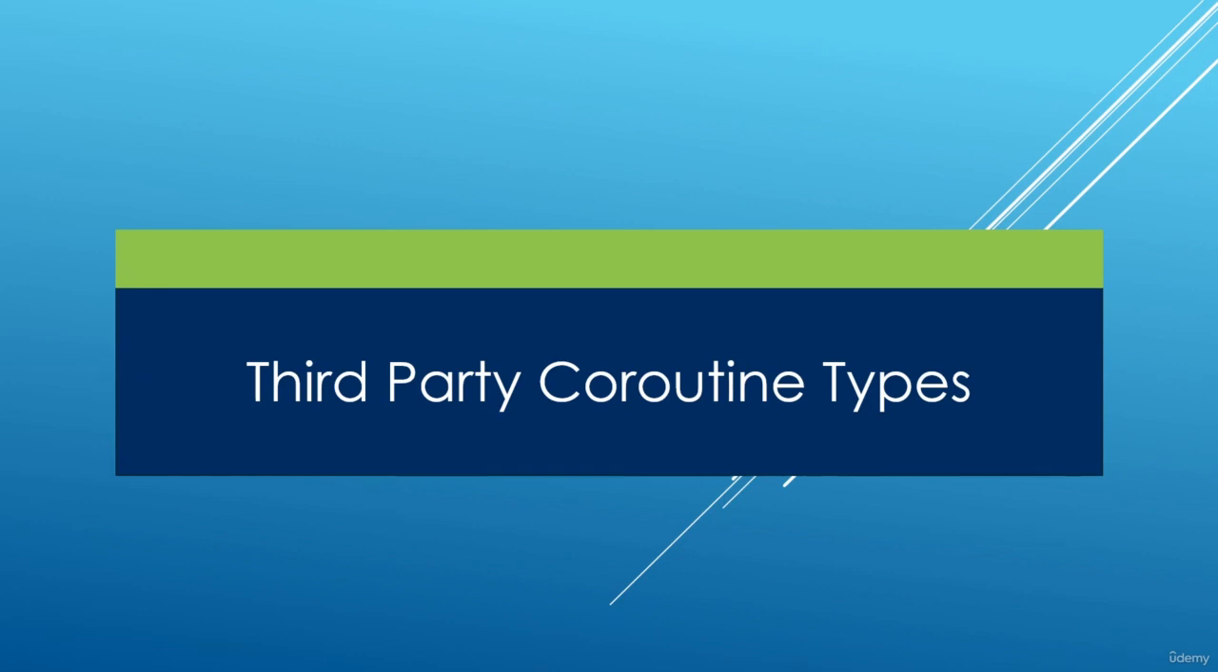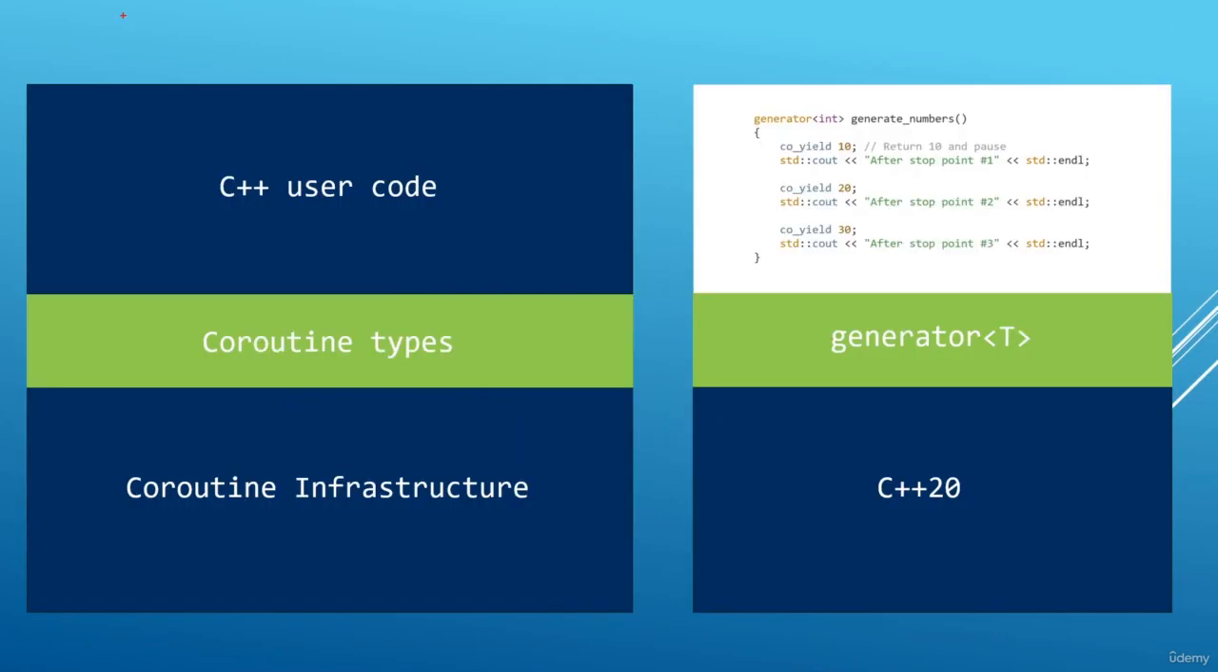In this lecture, I am going to show you that we can actually use already built third-party coroutine types and bypass the need to build our own coroutine types. From the last lecture, you know that we had to build our own coroutine type, which is a generator that we can use in this way.